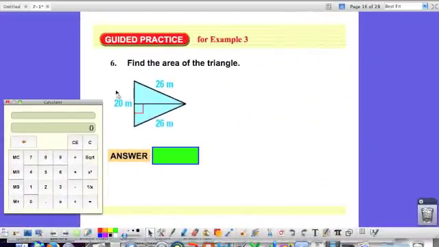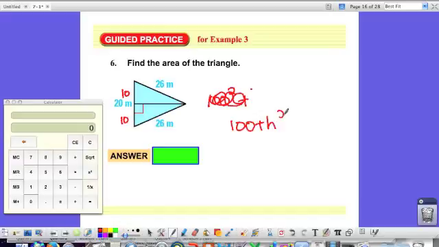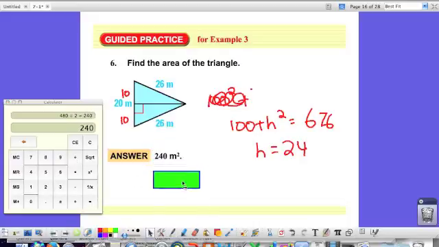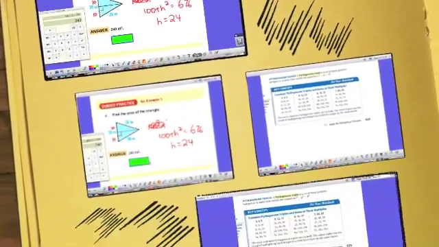Another guided practice problem. So this would be 10, 10. So 100 squared plus, oh, that's not 100 squared, it's 10 squared, so 100 plus h squared equals 26 squared. 26 squared is 676, minus 100 is 576. The square root of that is 24. So h equals 24. 20 times 24 divided by 2 is 240. So the area is 240 meters squared.